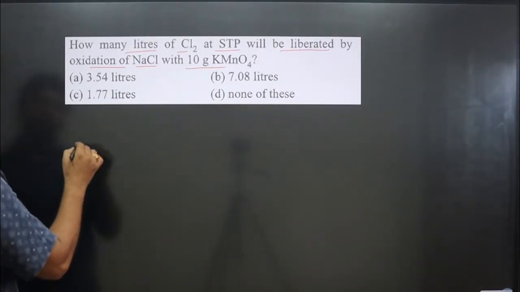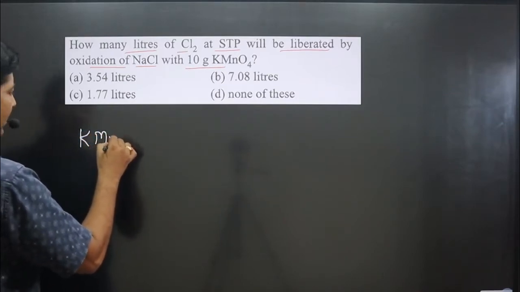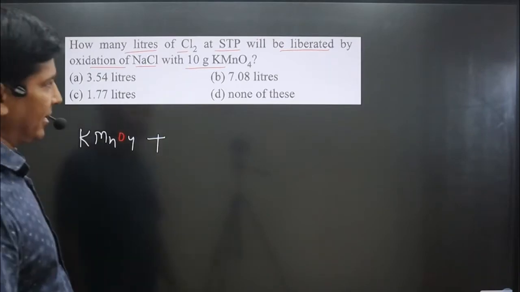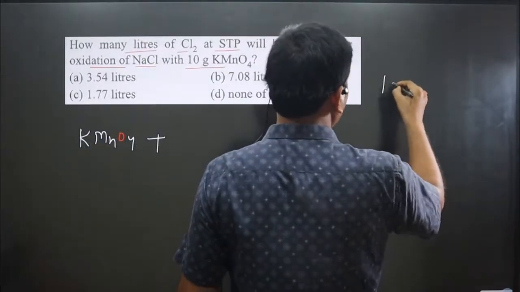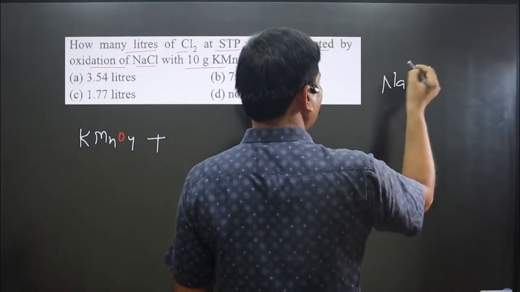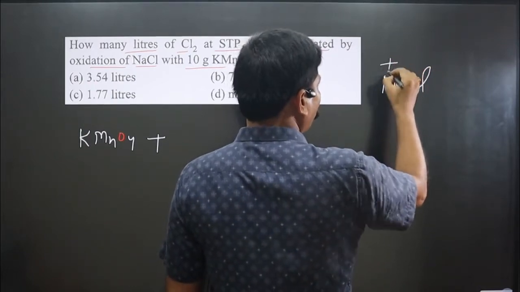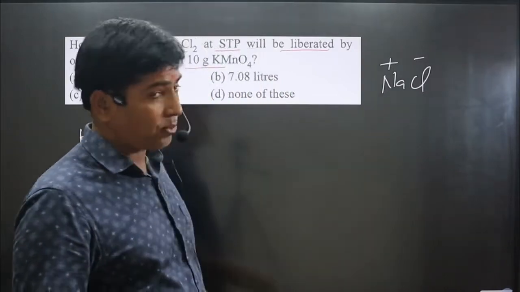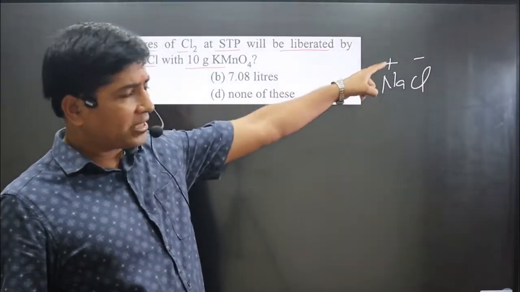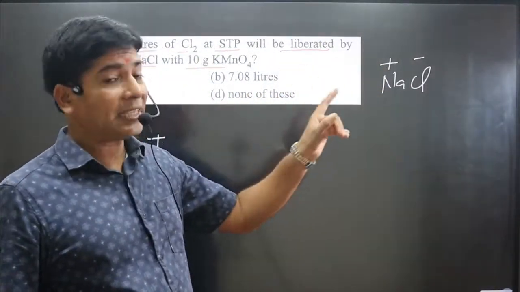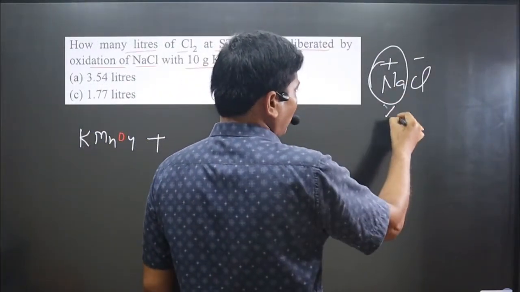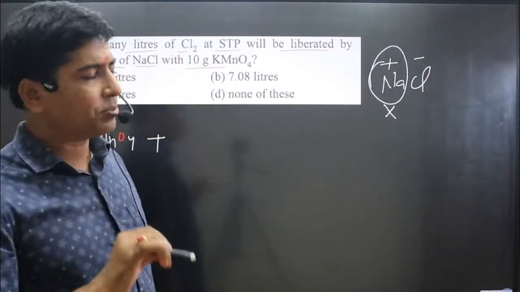Pay attention very carefully. We have a strong oxidizing agent KMnO4 plus sodium chloride, which is undergoing an oxidation reaction. First of all, we write down the oxidation numbers of sodium and chloride ion. Sodium is present in +1 and chloride ion is present in -1 oxidation number. Sodium is present in its maximum oxidation number, hence it cannot undergo oxidation. It will not participate in the reaction.